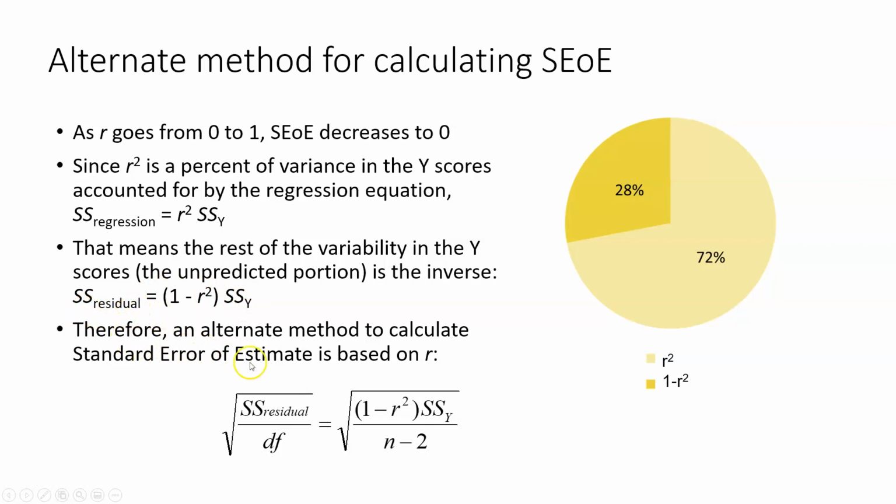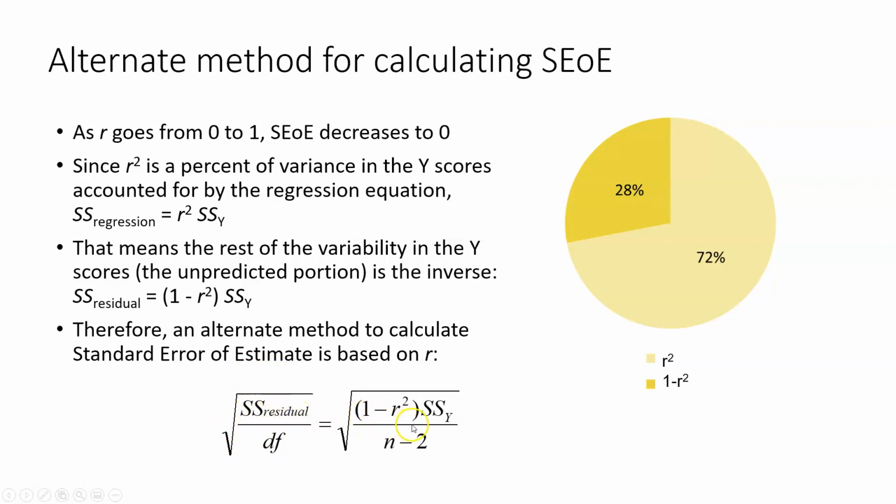Therefore, an alternate method to calculate the standard error of estimate is based on R. If you take the inverse of R squared, it's the variability we haven't accounted for, and you multiply it by the total variability, SSY, then you can figure out the sum of squares residual, which is conceptually the exact same formula as we saw on the last slide, but we're just figuring out a different way of getting to sum of squares residual.